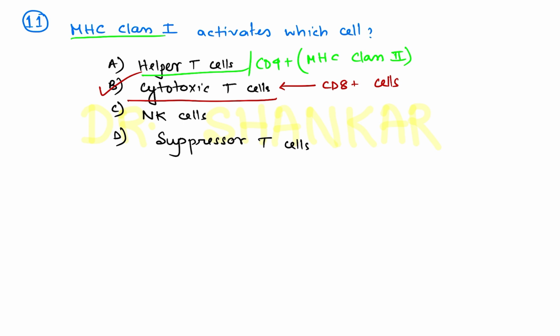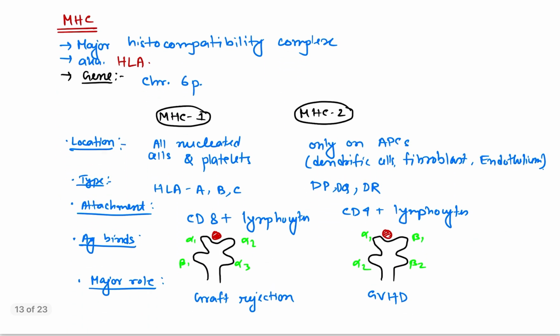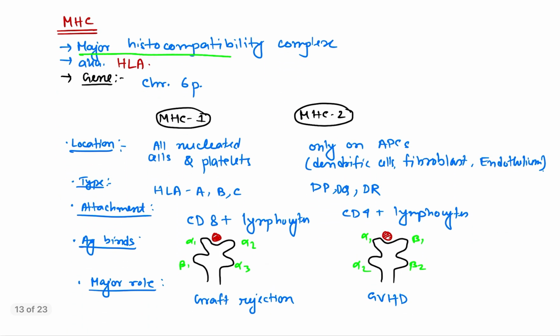So let's learn something about MHC. What is MHC? MHC is major histocompatibility complex, also known as HLA, human leukocyte antigen. This MHC gene is located on chromosome 6 short arm. So short arm of chromosome 6.